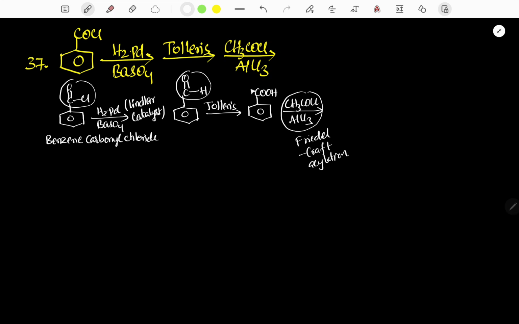But the benzene is connected to a meta-directing group, and we know that when the benzene has a meta-directing group, the Friedel-Crafts reaction is not possible. Friedel-Crafts alkylation is not possible. Friedel-Crafts acylation is also not possible.